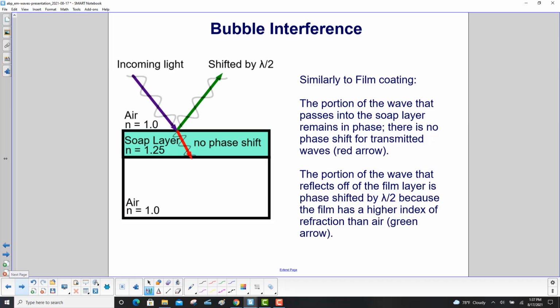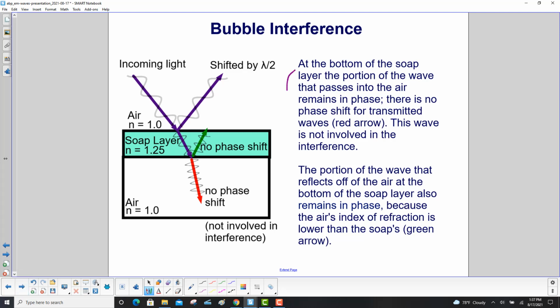We start off the same as in the film coating. The portion of the wave that passes into the soap layer remains in phase. There is no phase shift for the red arrow, the transmitted wave. The portion of the wave that reflects off of the film layer is phase shifted by lambda over 2 because the film has a higher index of refraction than air, and that's the green arrow.